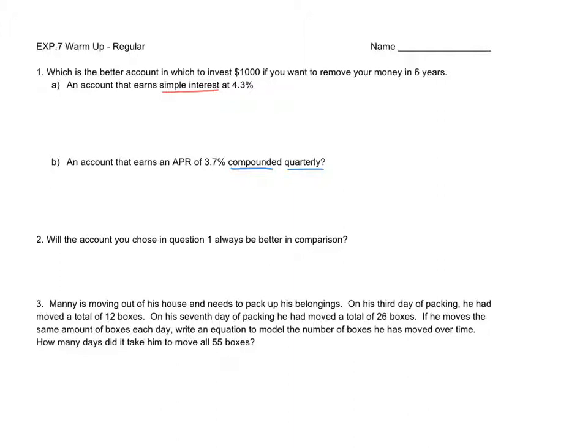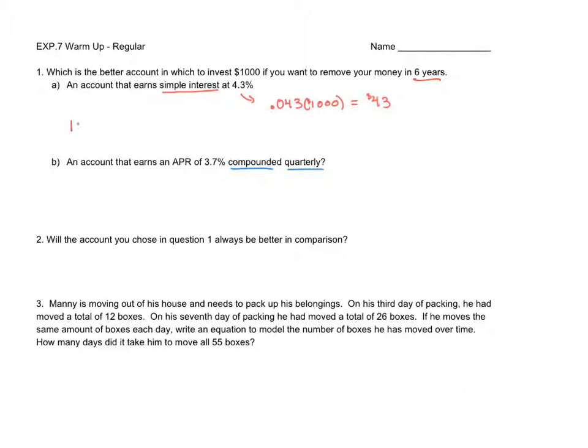The first step is to figure out the interest you're getting every single year. You take that 4.3%, turn it into a decimal, and multiply 0.043 by that $1,000. That isn't all that difficult to do. That's going to be a total of $43. So you get 4.3% of $1,000, which is $43, and you get that for all 6 years.